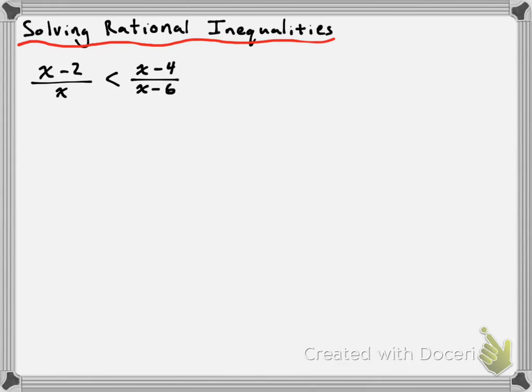Hey everyone, so in this video I'm going to go through an example of how to solve a rational inequality. So this is a rational inequality here: (x - 2)/x < (x - 4)/(x - 6). You can tell it's a rational inequality because it has at least one rational expression in it.